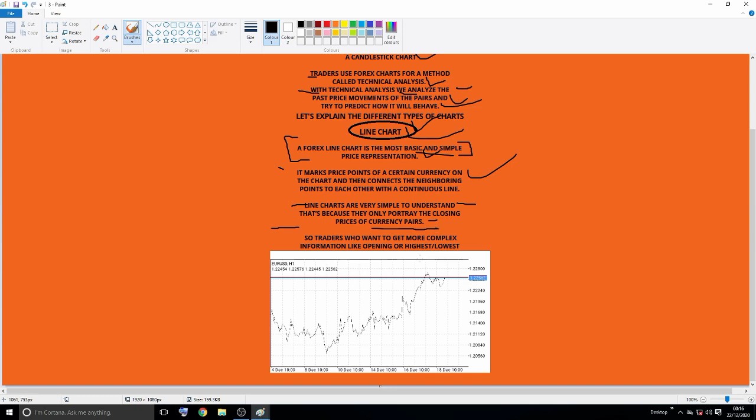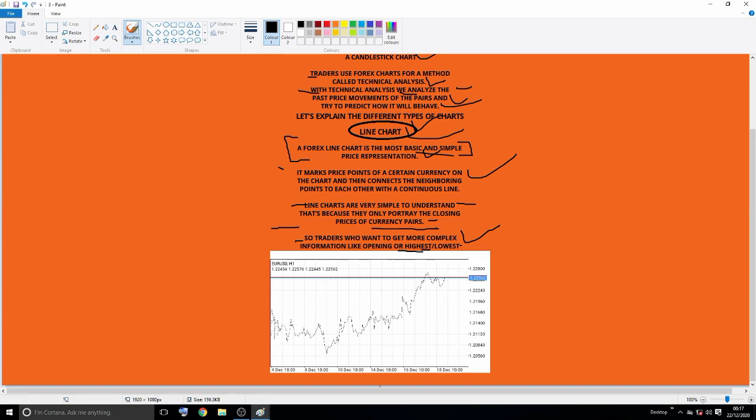So a line chart doesn't show you when the price opened, when the price closed. It only shows you when the price closed. It doesn't show you when the price was high, when the price was low. It only shows you the closing of that price. So traders who want to get more complex information like opening or highest or lowest cannot use this line chart. A line chart cannot give them what they are looking for.